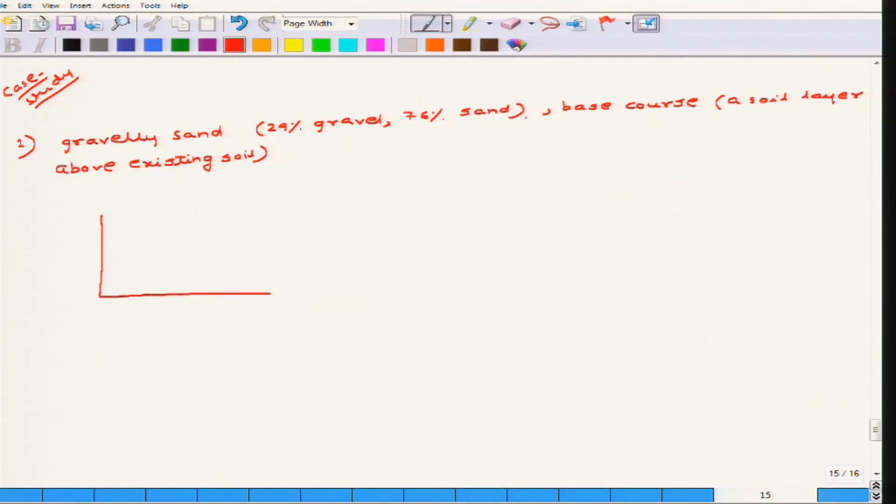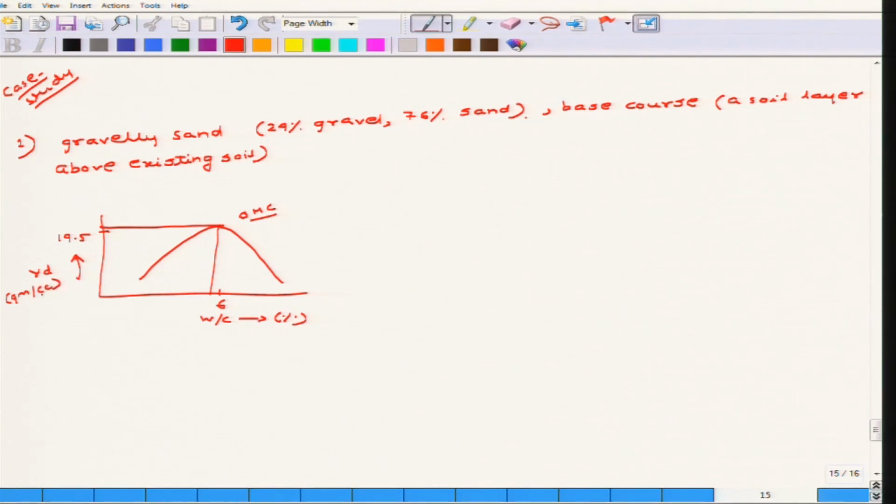So we have the compaction curve like this, where the water contents are 6% and 19.5%. The optimum moisture content is somewhere here. This is the OMC, this is the water content in percentage, and this is the gamma d in gram per cc or kilonewton per meter cube, but here it is in kilonewton per meter cube. So this is the OMC, the optimum moisture content, and the corresponding gamma d max.